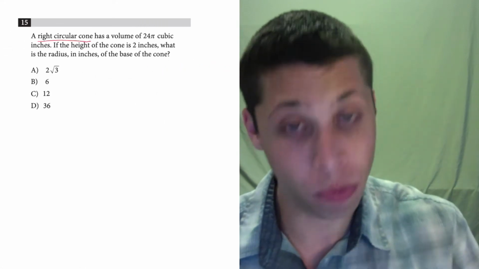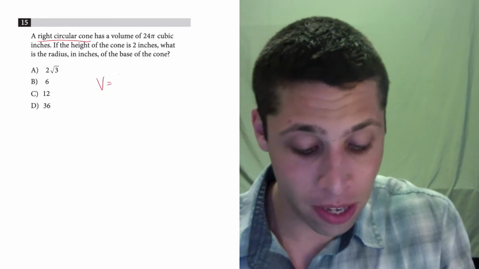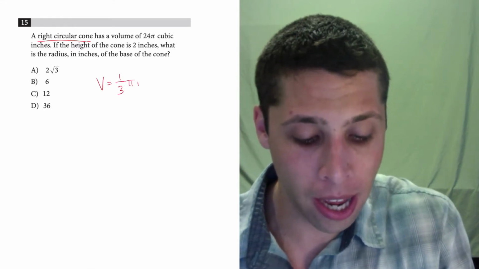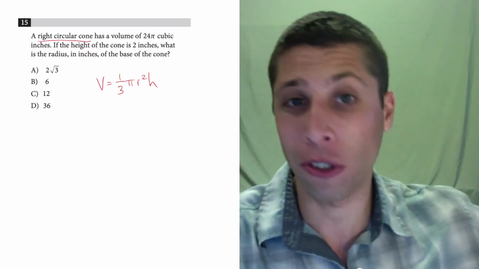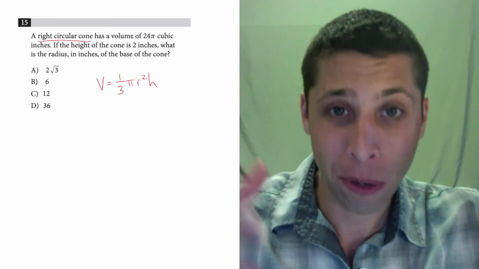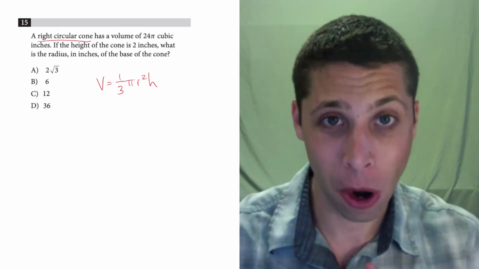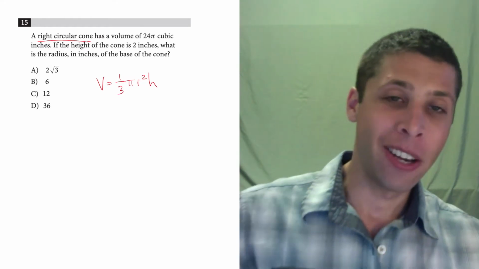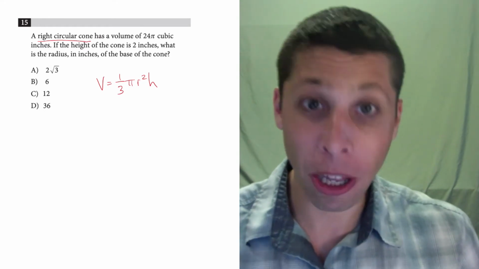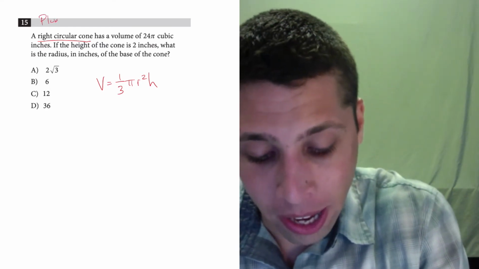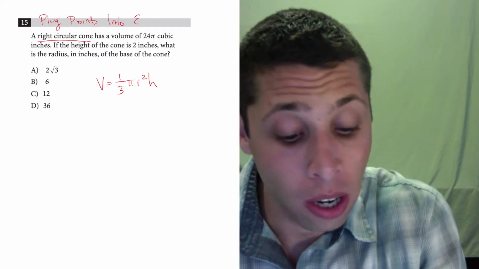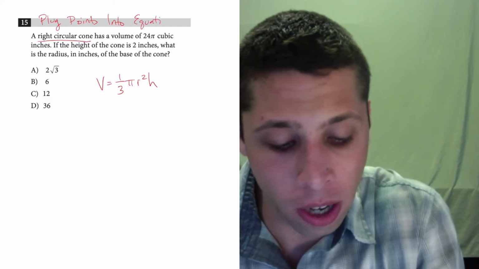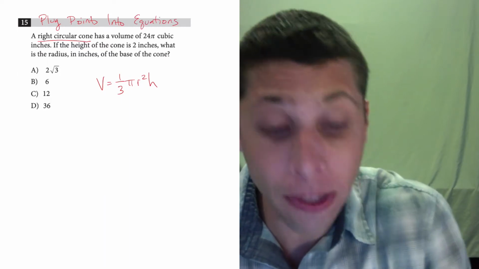First thing you should do is write it down here. V equals 1/3 pi r squared h. Get it out of that first reference chart and onto the page with the question that you're doing right now. Always write it out. Now what we do is we just kind of plug points into equations. One of my favorite strategies for the SAT because it works on algebra questions, on arithmetic questions, on geometry questions.